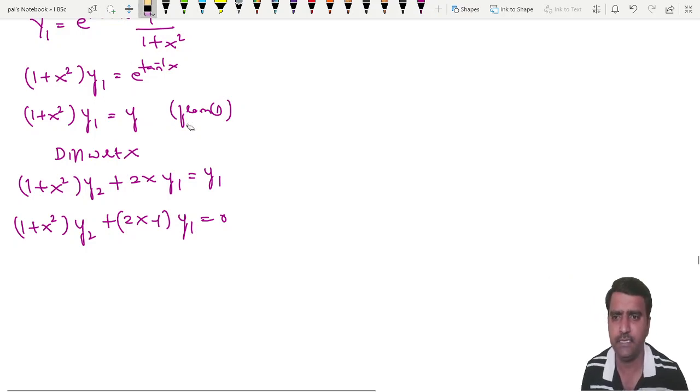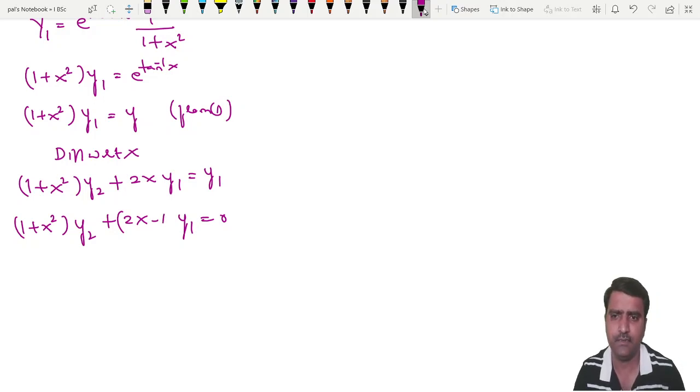Now apply the nth differentiation using Leibnitz theorem.